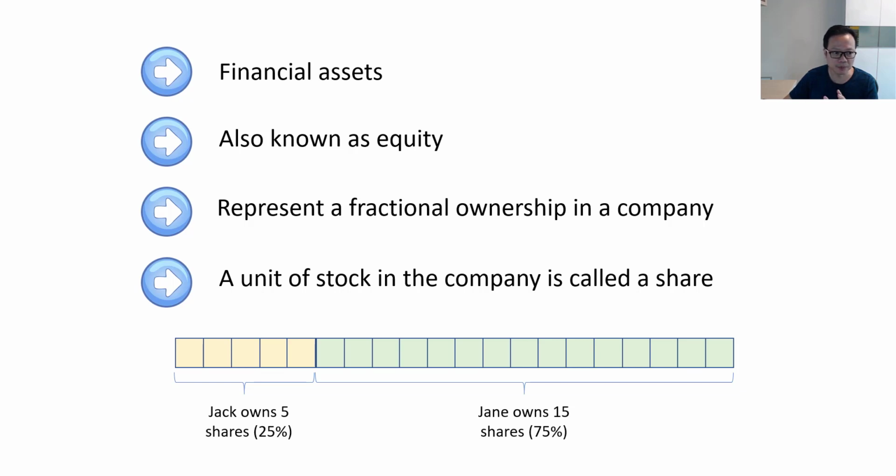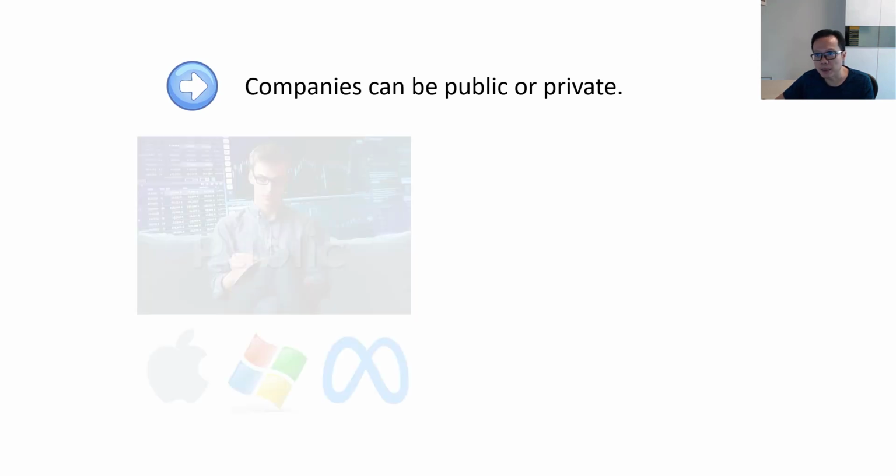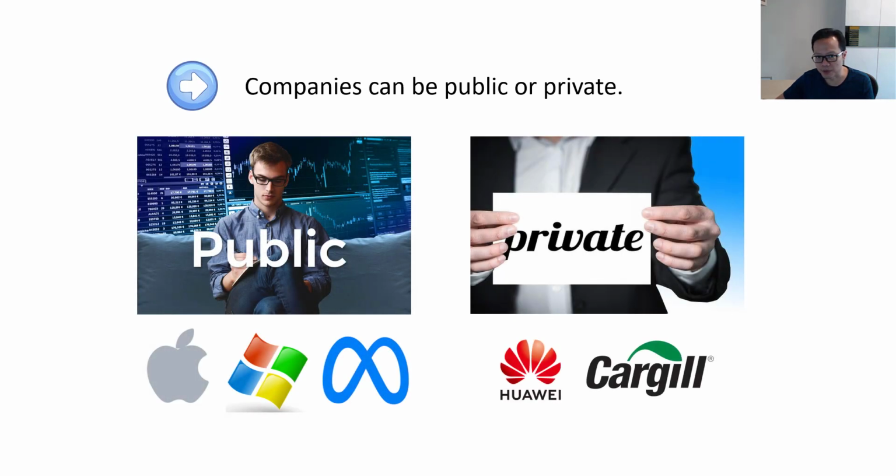All right, simple. Now, there are also different types of companies. So there are public companies, then there are also private companies. Public companies are those that are listed on a stock exchange, such as a popular Apple, Microsoft, IBM, Meta, right? So anyone can go about buying and selling the shares of these companies. Private companies, on the other hand, are not openly traded on stock exchanges.